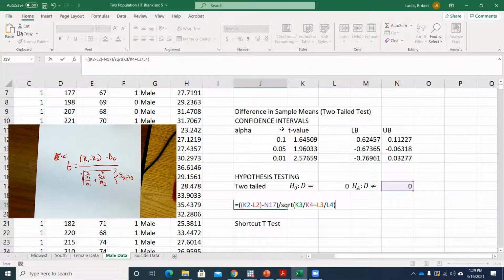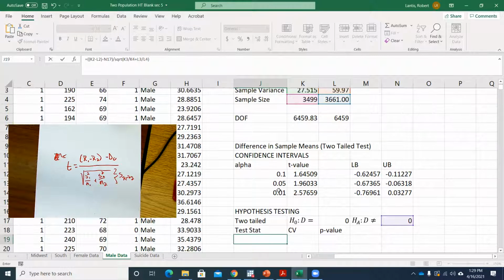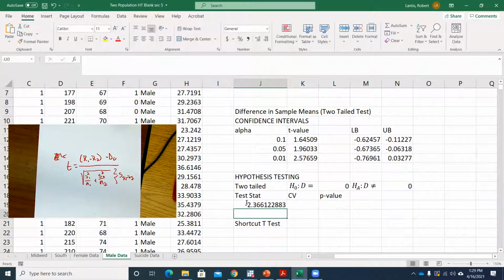Now, if I look at the sample means here, males minus females, I'm going to have a negative value. So the assumed true difference is 0. The sample difference I found was negative. The bottom's a standard deviation, so it should always be positive. So I should end up with a negative test statistic here. I found a sample difference that was below the assumed true difference. Sure enough, I get about negative 2.36. Okay? So I get about negative 2.36 as my test statistic. So the next thing I'm going to do is I'm going to come over here.